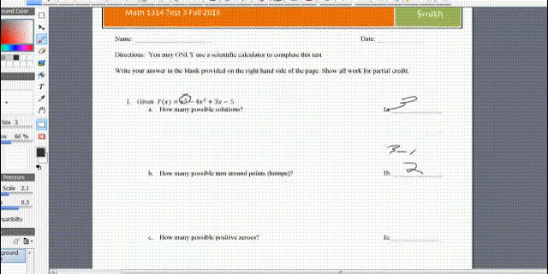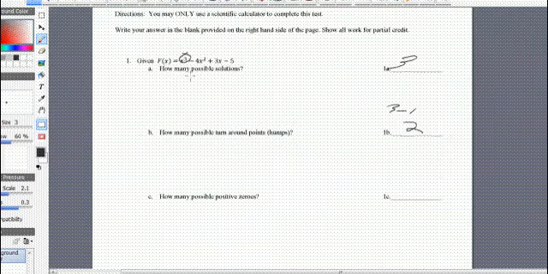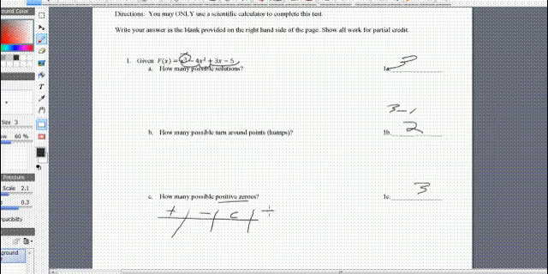How many positive zeros? You go back up here, look at your sign changes. You have positive to negative is 1, 2, 3. You went from a positive to a negative, negative to a positive, positive to a negative. So that guy should be 3. How many possible positive solutions, zeros? Right there, we should be looking at Descartes. Plus, minus, complex, total.